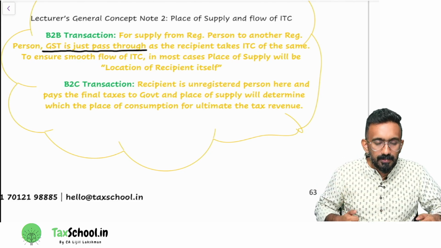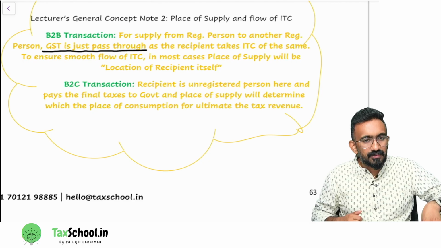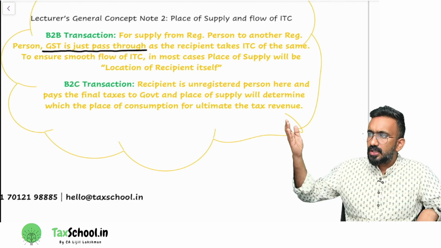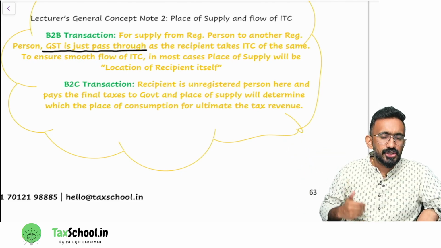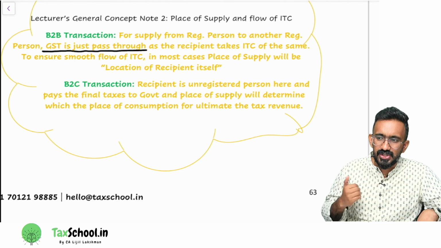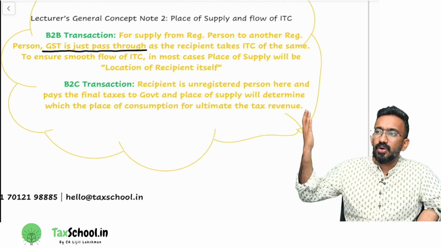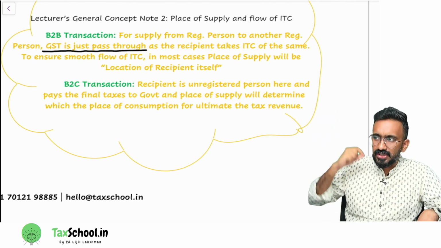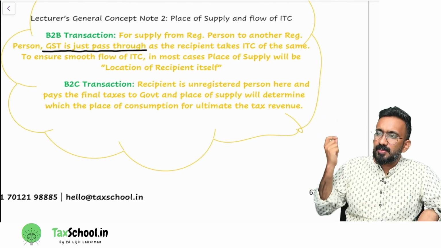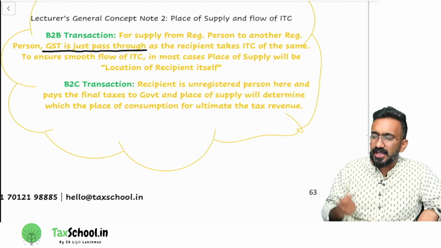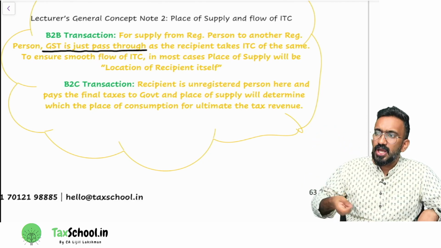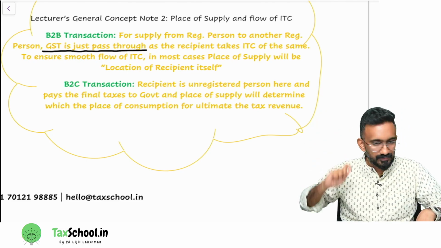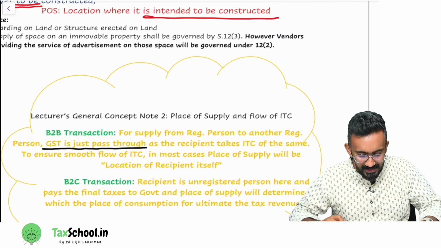So in B2B, generally place of supply would be the location of the recipient itself, so they can take ITC. The real discussion of where the place of supply should be, which state should get the revenue, should happen only in a B2C transaction. When the recipient is an unregistered person and pays the final taxes to the government, place of supply will determine which place of consumption gets the ultimate tax revenue. B2C is where we will have the discussion.